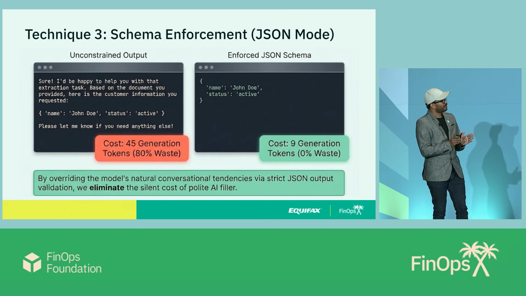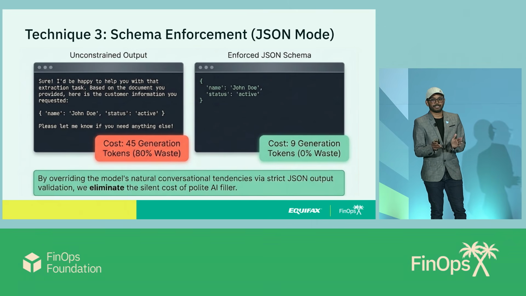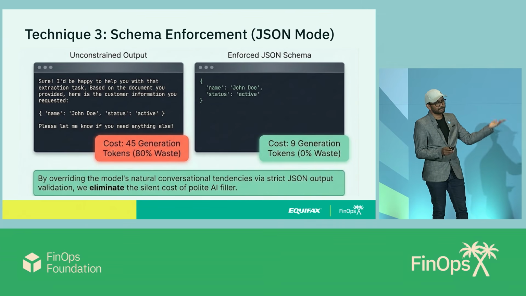80% of wastage can be saved here. If you enforce a strict JSON output on the model, it overrides its natural polite tendency toward a conversational filter, eliminating almost 80% in this simple case.